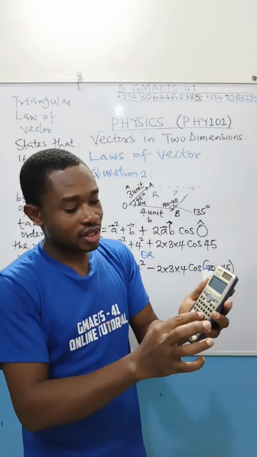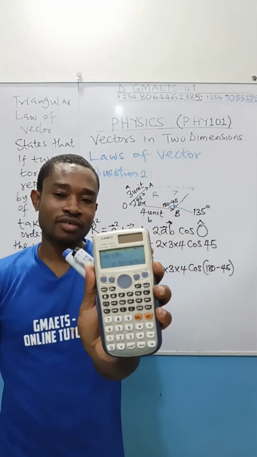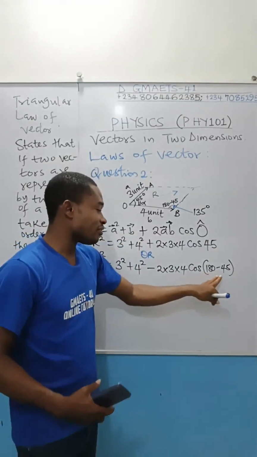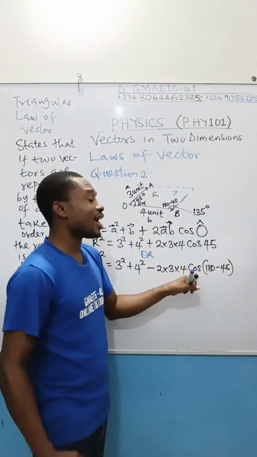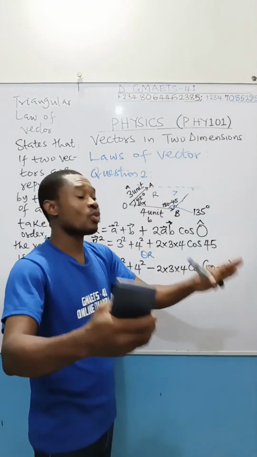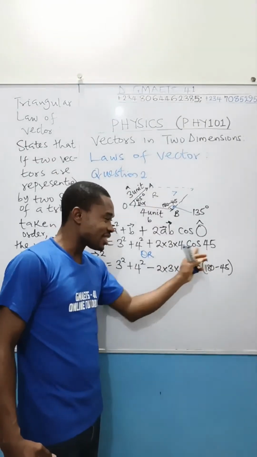Let's obtain it in decimal. This is minus 0.7071. So if cos 135 gives minus, this is going to be minus 2 times 3 times 4 times minus 0.7071, which automatically will change it into plus, giving you back this same thing.